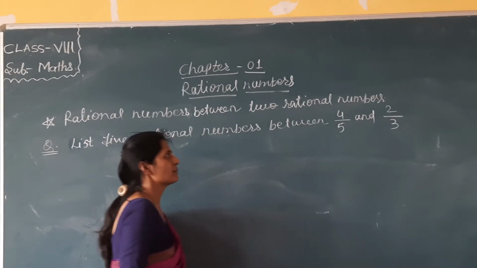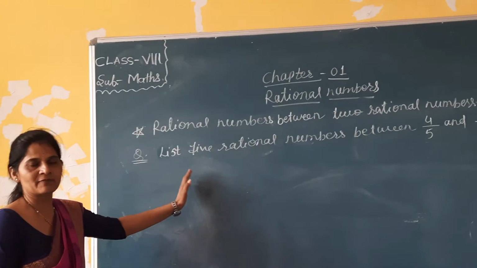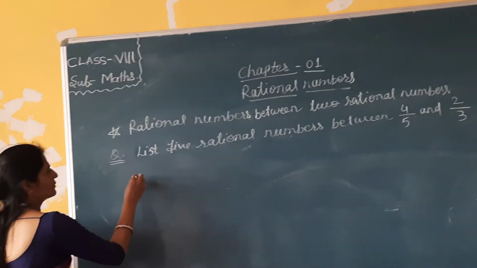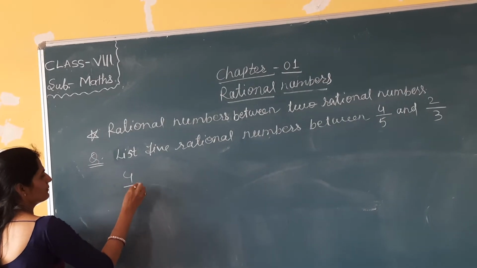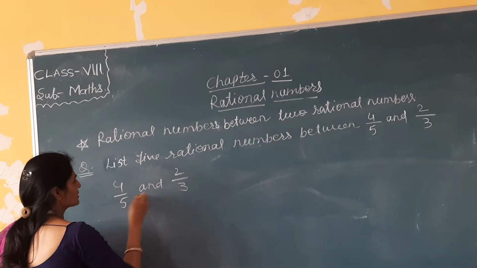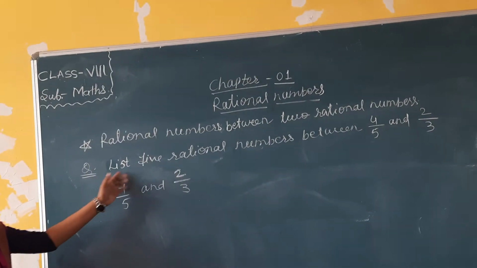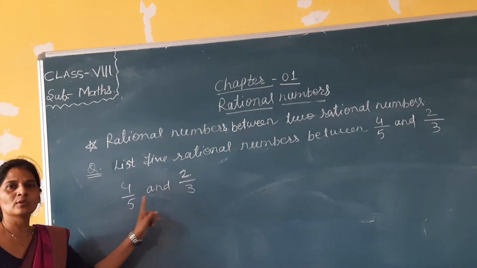इन दो रैशनल नंबर के बीच में हमें 5 रैशनल नंबर्स बताने हैं. कौन से 5 रैशनल नंबर्स आएंगे? We have 4 upon 5 and 2 upon 3. These two rational numbers are given and we will find the 5 rational numbers between these two rational numbers.